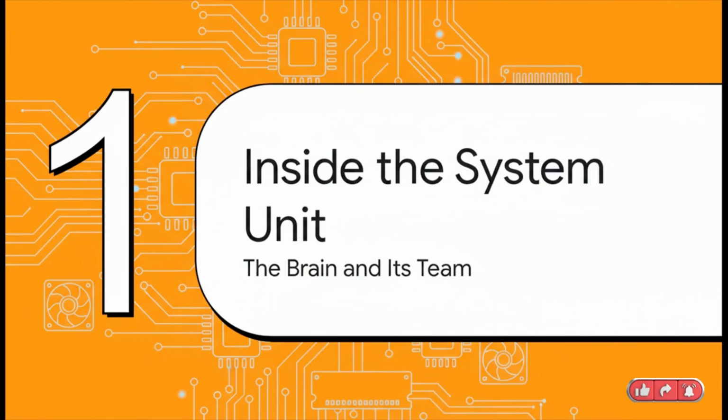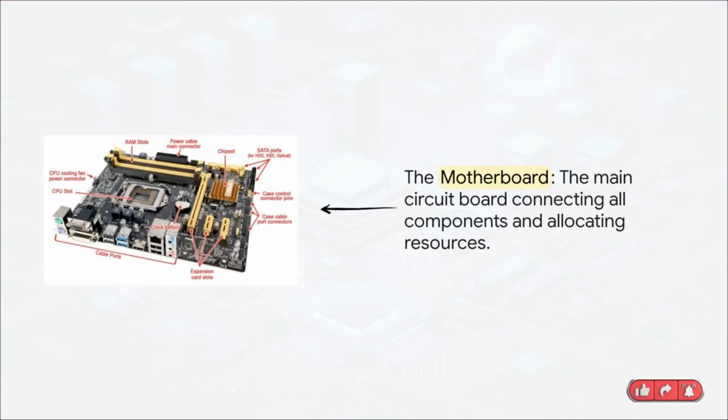All right, to really understand how this team works, we need to pop the hood. So let's head inside the main computer case, the system unit, to meet the most important components, the brain and its essential support crew. And this, right here, is the foundation of the entire system, the motherboard. You can think of it as the central nervous system, or maybe the city grid for the computer. It's the main circuit board where absolutely everything plugs in.